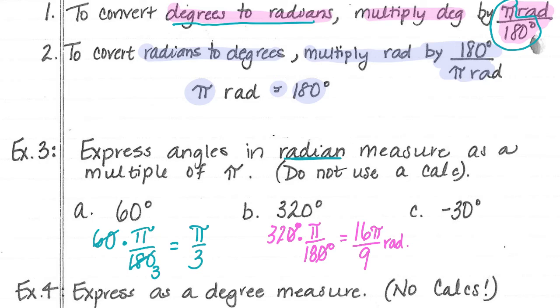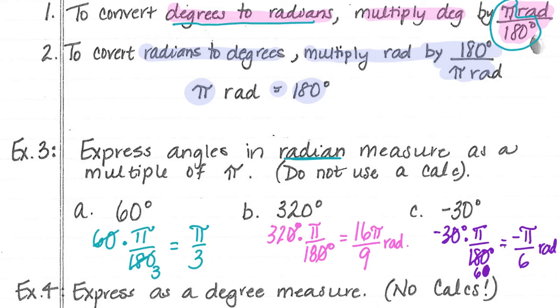And moving on to the next one, I have negative 30 degrees. I'm going to multiply that by pi over 180. These reduce to be 6, sorry, not 60, on the bottom. And we do have a negative pi over 6 radians.